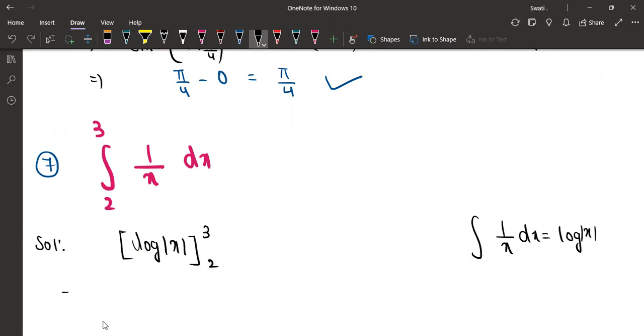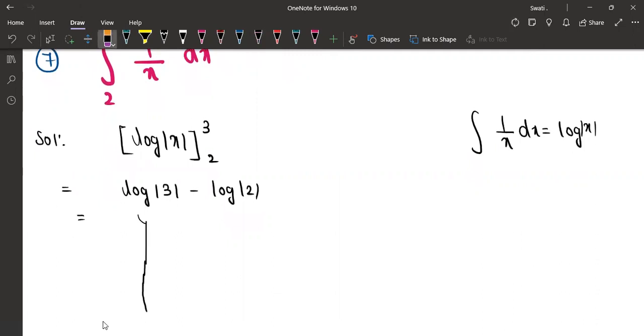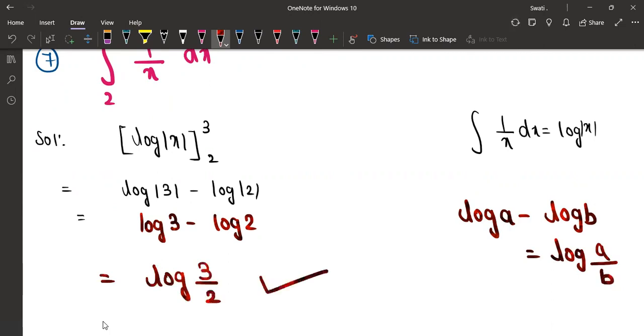After putting in the limit, it becomes log mod 3 minus log mod 2. Here I'm removing the mod and writing log 3 minus log 2. If you want, you can leave your answer here, or simplify it further using the formula for log A minus log B, which is log A by B. So it becomes log 3 by 2, and that's the answer. All right, now we can go to the 8th question.